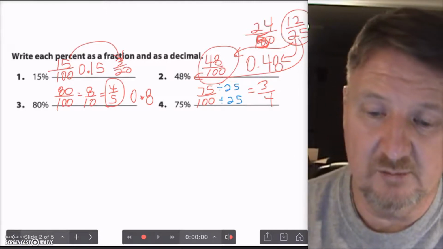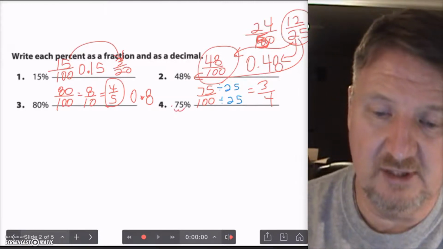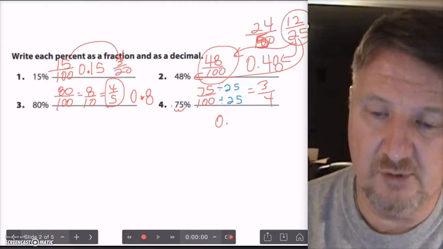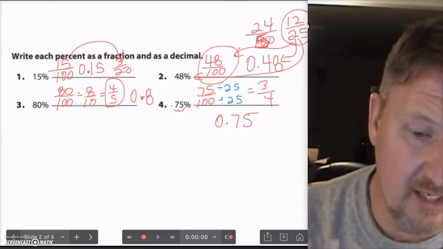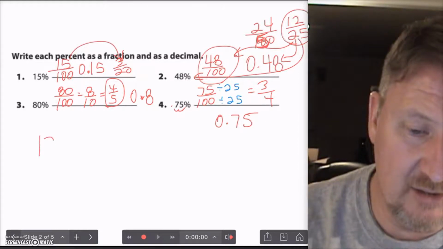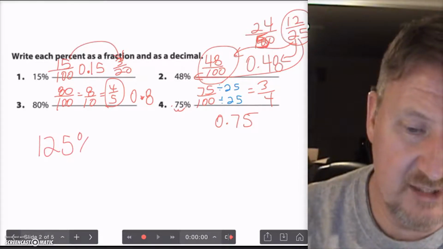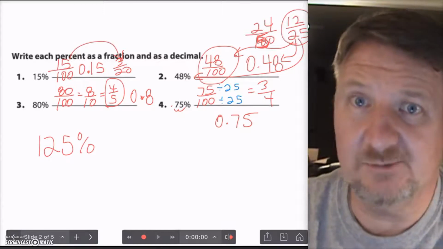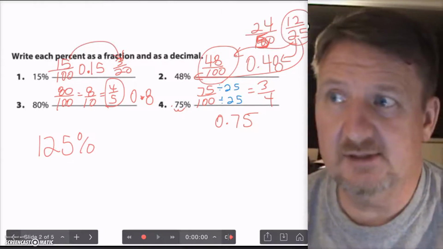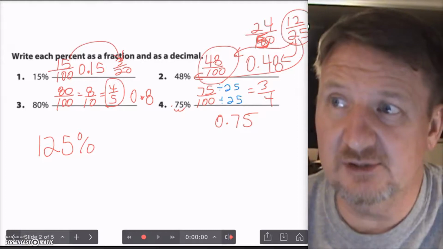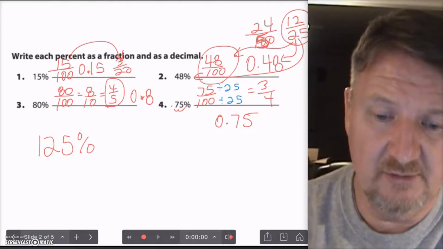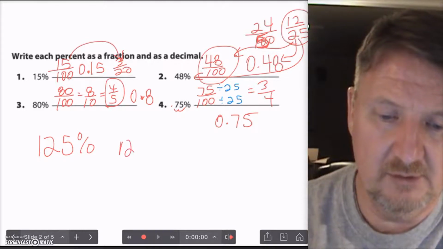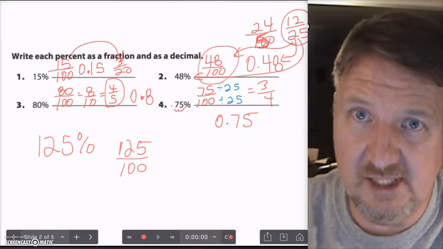And then my decimal, once again, move the decimal 2 places to the left, and I get 0.75. Let me show you one more quick example where I have, let's just say, 125%. Because this works for any number, and I'll show you one that's more than 2 digits. So the fraction equivalent would be 125 over 100, because we're talking about percent.